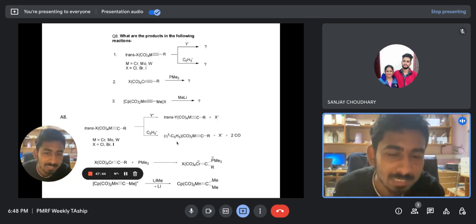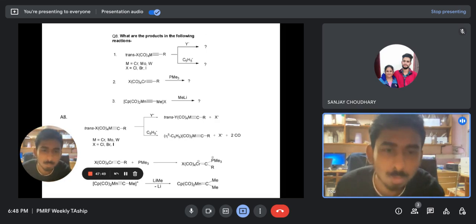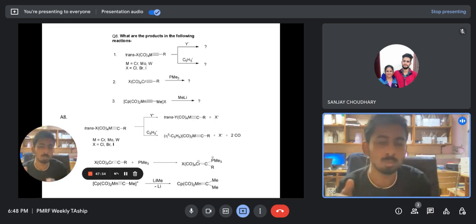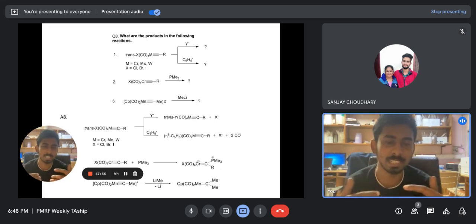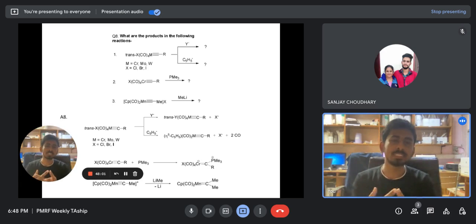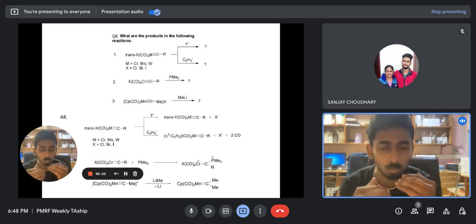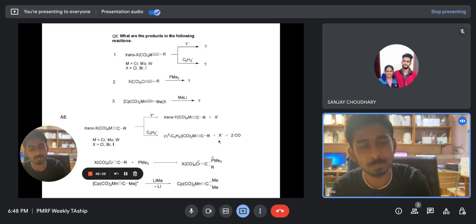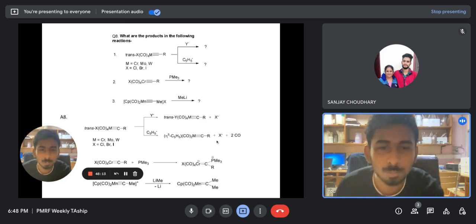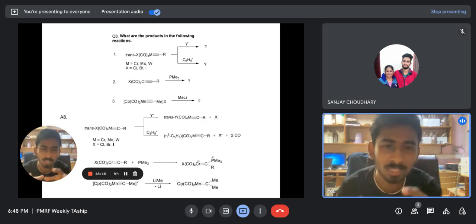But in this case, since C5H5 minus is a 6 electron donor, and the X was a 2 electron donor, 4 more electrons are produced by this C5H5 minus ligand. So this η5 C5H5 minus has two options. One option is that it binds in an η1 manner, so that it can donate only 2 electrons, thus replacing X minus, and all the COs will remain. The second option is that it is bound in the η5 manner, when it will be donating all the 6 electrons.